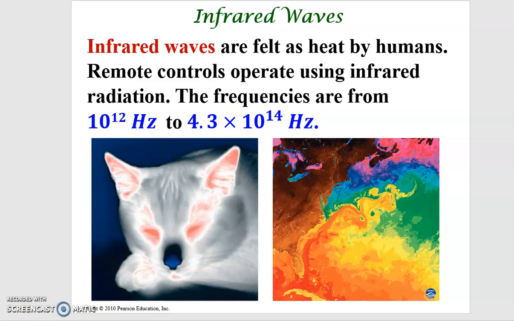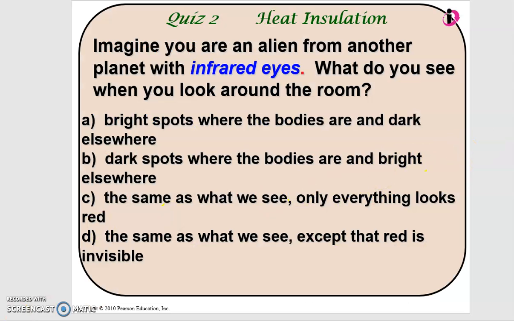So now let's take a look at the second conceptual quiz today. Assume that your eyes no longer receive the optical light. Instead, you receive the infrared. So what will you see around the room now?